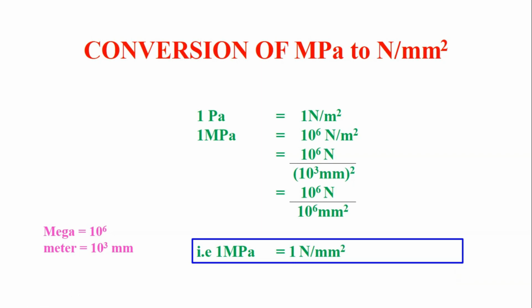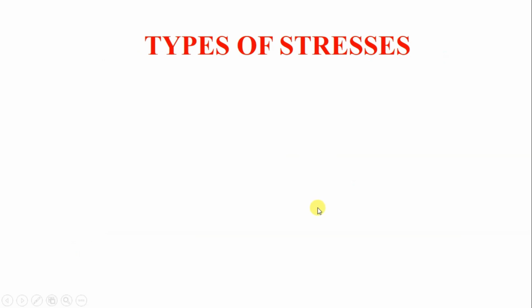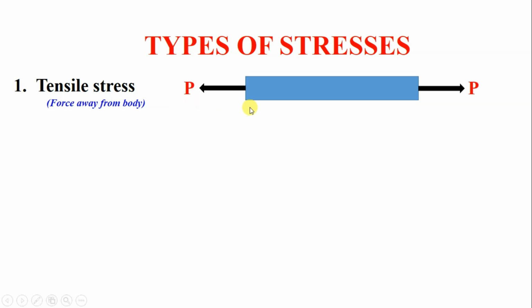Now let us see the types of stresses. There are three main types of stresses. One is the tensile stress. Here you can see in the diagram, the force acting is away from the body, so we call it tensile force. So the stress formula sigma is equal to P by A becomes sigma T is equal to P by A, where T refers to your tensile load.